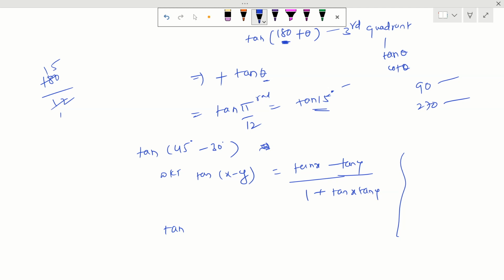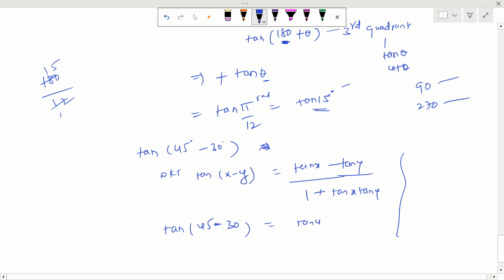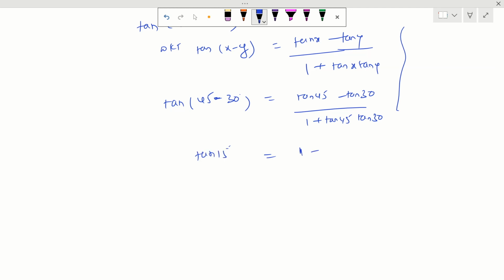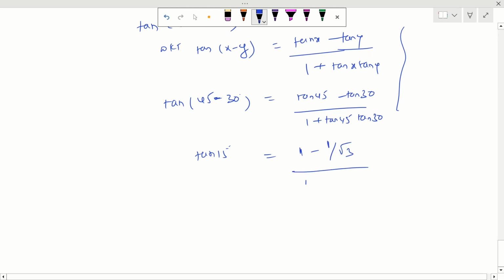So tan 15 will be written as tan of 45 minus 30 degree. Then it is tan 45 minus tan 30, divided by 1 plus tan 45 tan 30. Now put the values. Tan 45 is 1, and tan 30 is 1 by root 3. So 1 minus 1 by root 3, divided by 1 plus 1 by root 3.